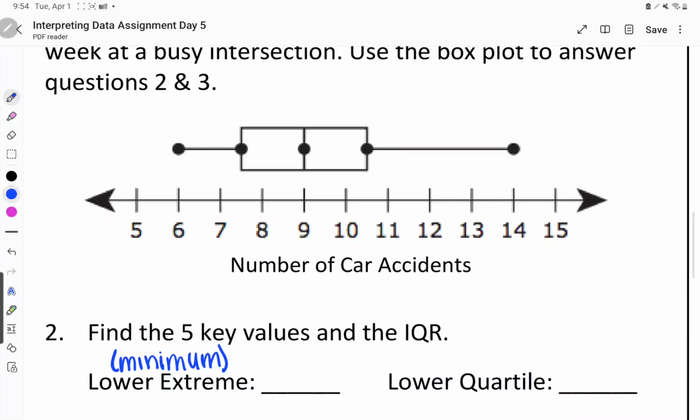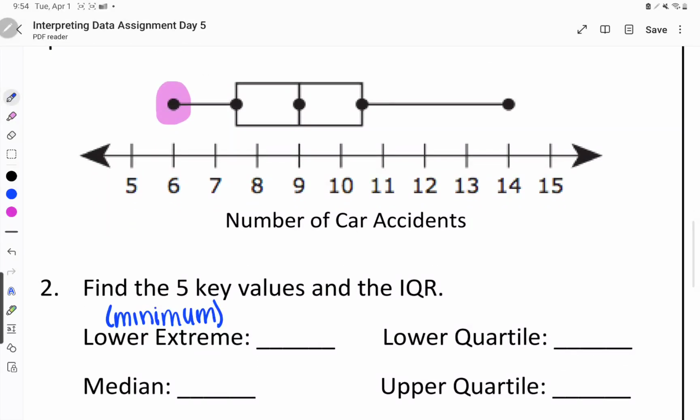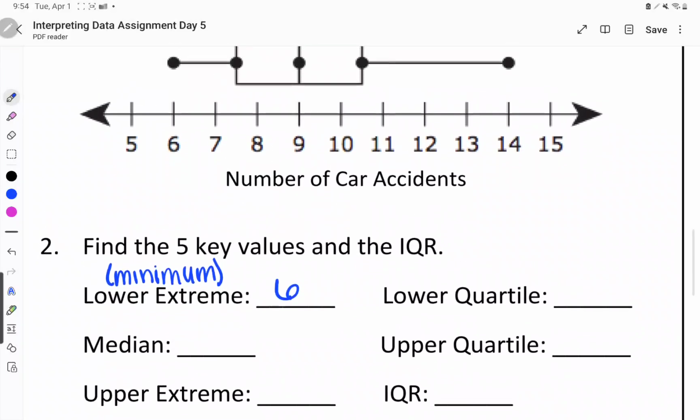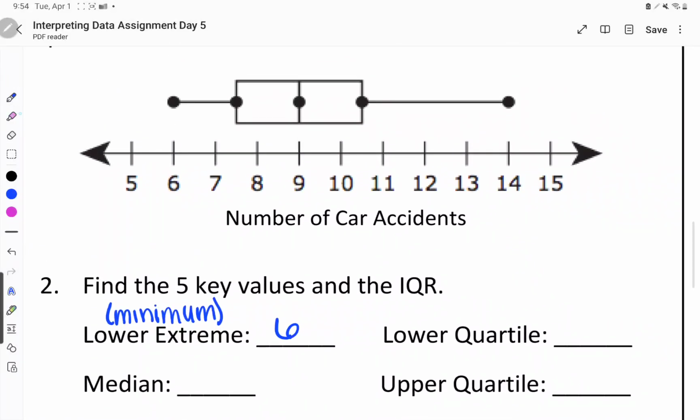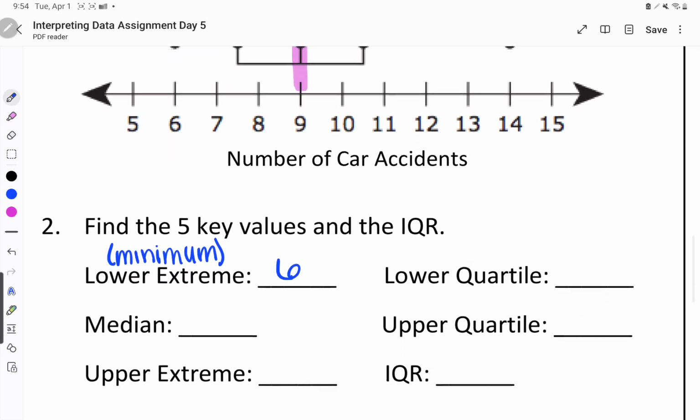So looking at your box plot, what is your minimum? The minimum is right here, which would be 6. The next thing it asks for is the median. So what is your median? Remember, your median is right here, so my median is 9.